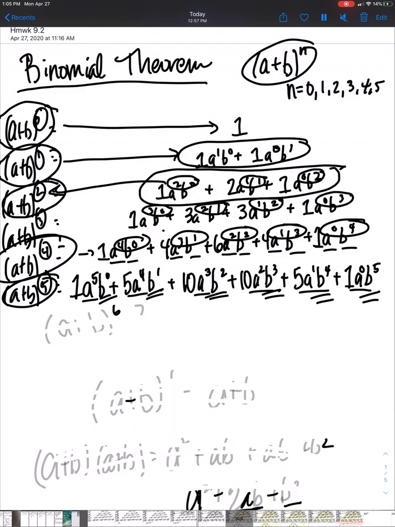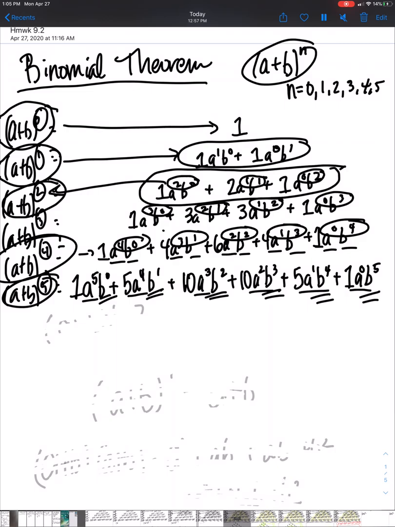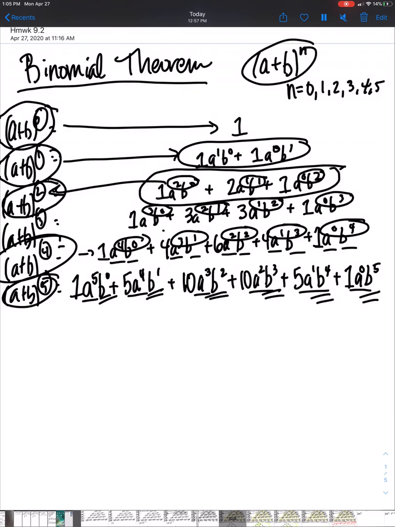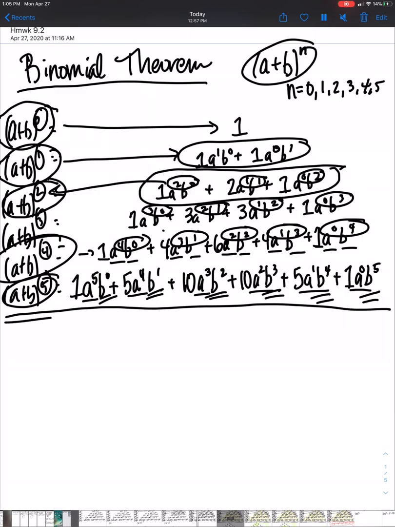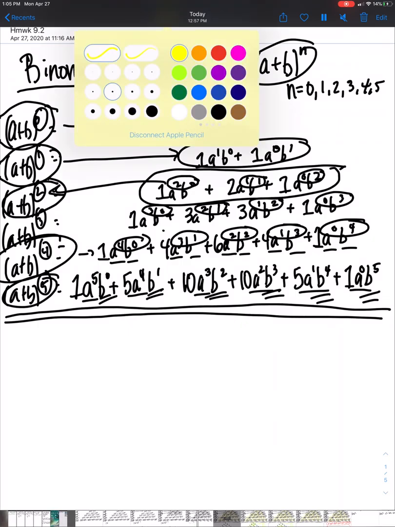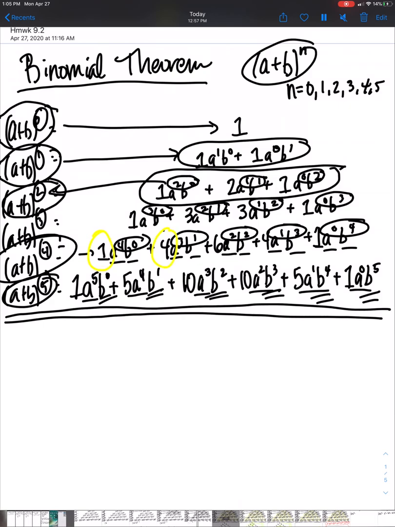All right, before we answer the question of a plus b to the 6th power, I'm going to show you something called Pascal's triangle. Pascal's triangle is formed from all of these coefficients. A coefficient is the number before the letters. I'm circling all these: this is 1, 4, 6, 4, 1, and here are coefficients 1, 5, 10, 10, 5, 1.